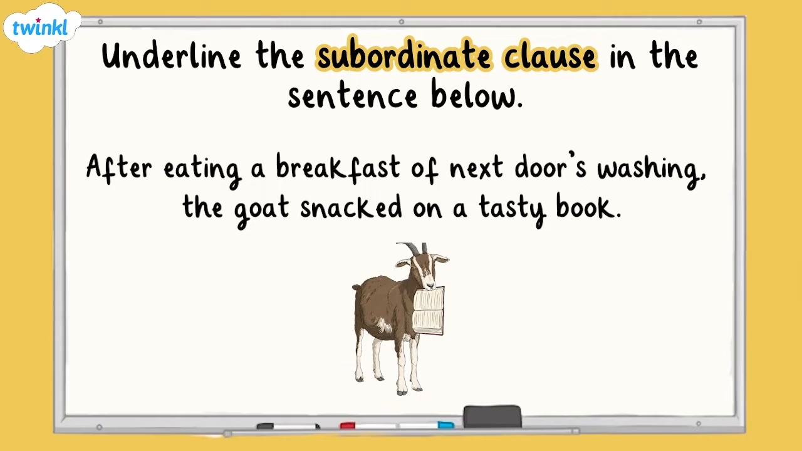Well done if you said, after eating a breakfast of next door's washing. This is a subordinate clause and begins with a subordinating conjunction. It needs to be added to the main clause to make a full sentence that makes sense. In this next question, you're being asked to tick the sentence that contains a correctly underlined subordinate clause.